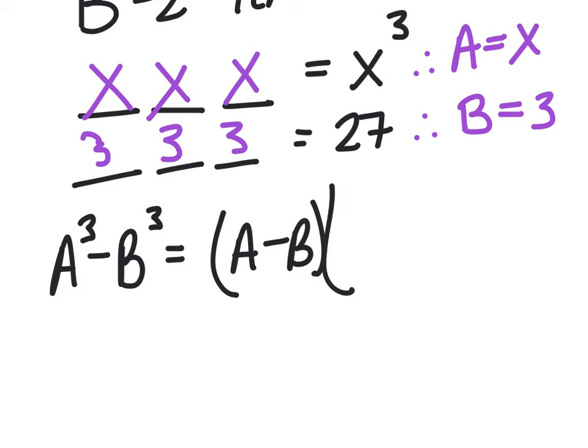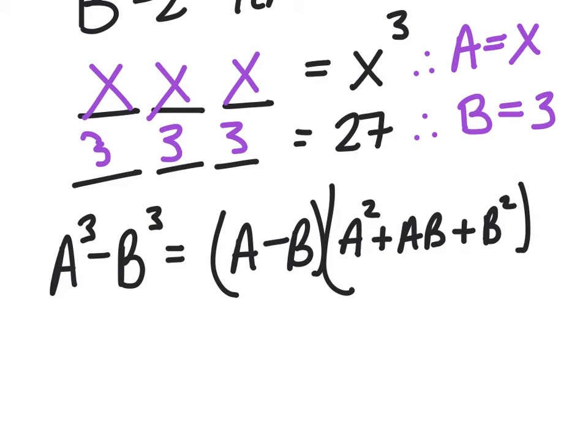Times the quantity. You take the first term, which is A, and you square it. So I took this term and I squared it. Now I take the A and the B and I multiply them together. And remember, this is the opposite sign. That's what the O in SOAP stands for, so that's a plus. And always positive means make the last term positive, and now you take the last term and you square it. And it's that simple.